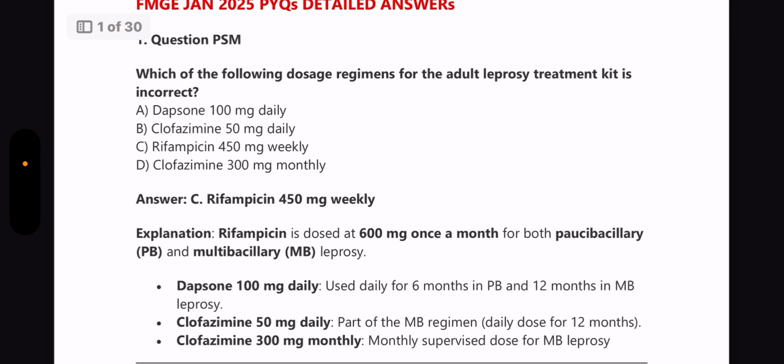So rifampicin is dosed at 600 mg once a month for both paucibacillary and multibacillary leprosy in the adult treatment regimen, and dapsone 100 mg is used daily for 6 months in paucibacillary leprosy and 12 months in multibacillary leprosy. Clofazimine 50 mg is a part of the multibacillary regimen and the daily dose for 12 months is given. And clofazimine 300 mg monthly is the monthly supervised dose for multibacillary leprosy.